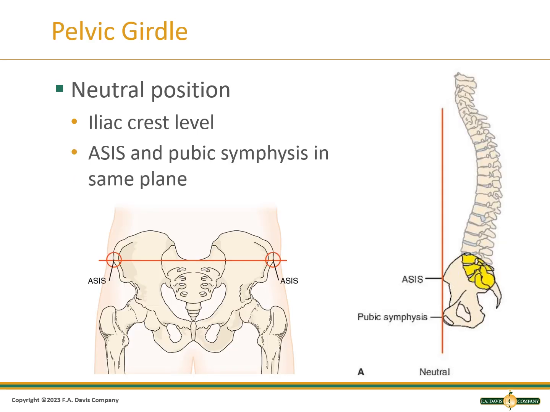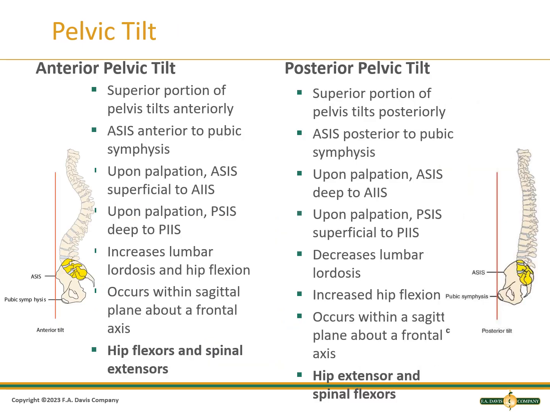The neutral position of the pelvic girdle is when the iliac crests are level and the ASIS and pubic symphysis fall in the same plane. Deviations from this neutral position result in a non-neutral pelvis, which can give us postural deviations and postural deformities. An anterior pelvic tilt produces an increased lumbar lordosis versus a posterior pelvic tilt produces a decreased lumbar lordosis. So we're going to look at each one of these individually.